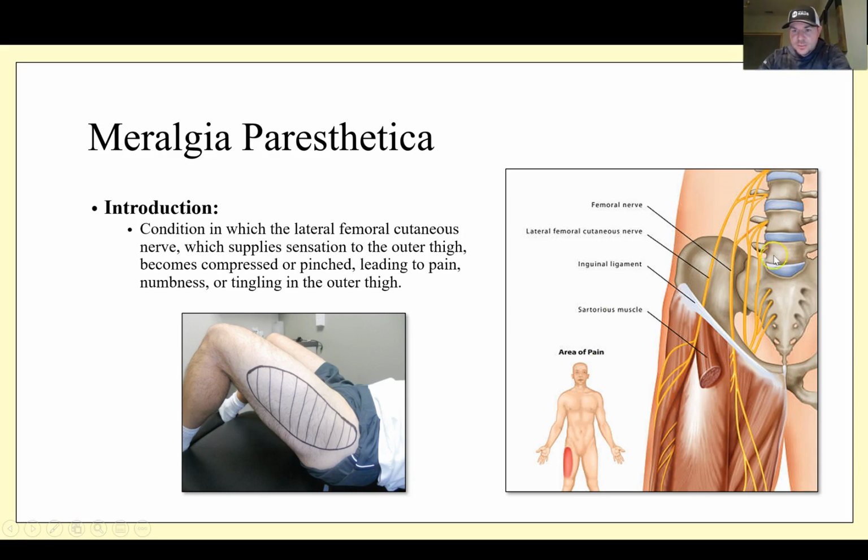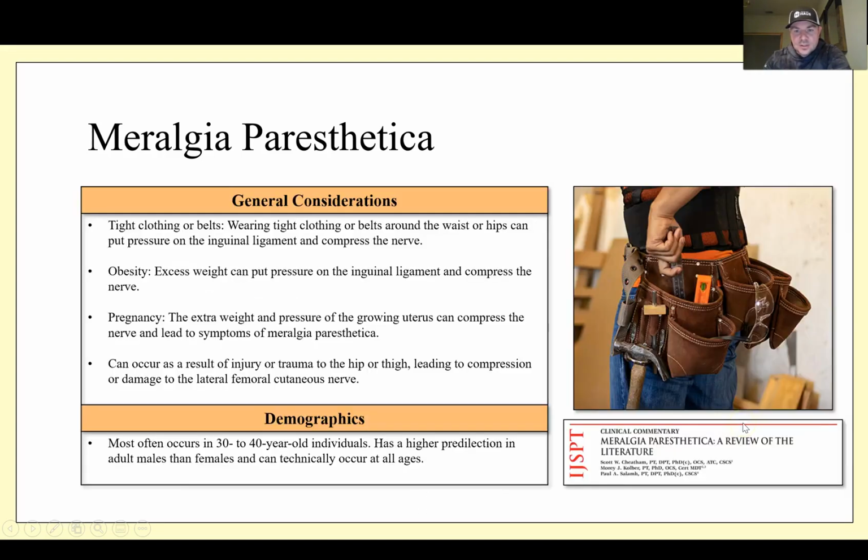Here's the branch off of the nerves here. You can see how this one nerve crosses under the inguinal ligament. It can get compressed at this area and then give these sensations down the leg.